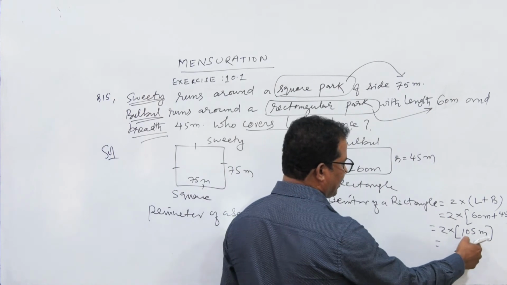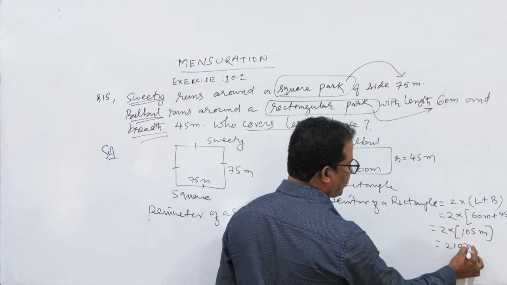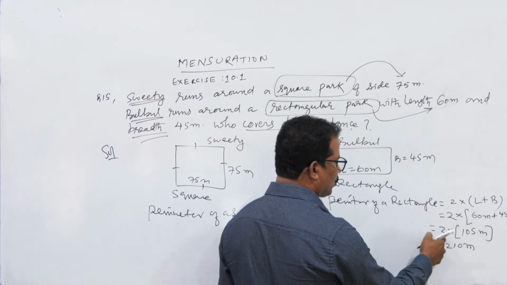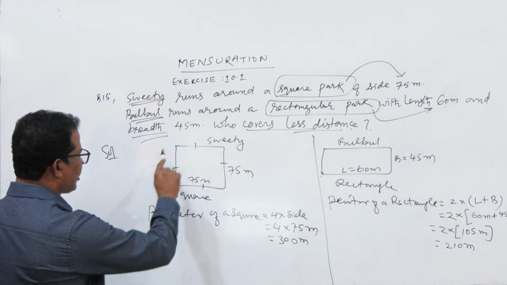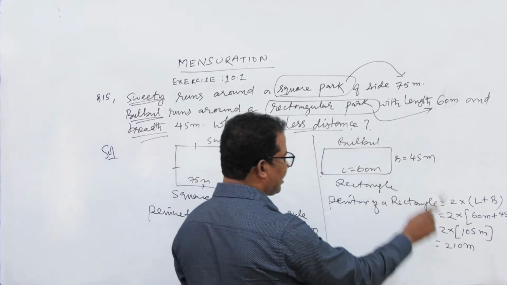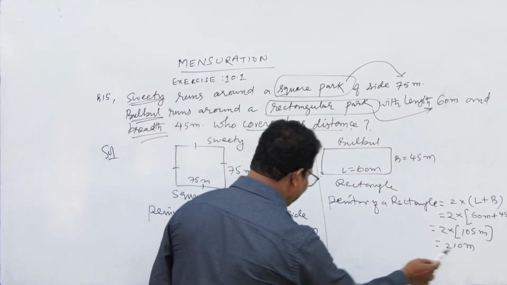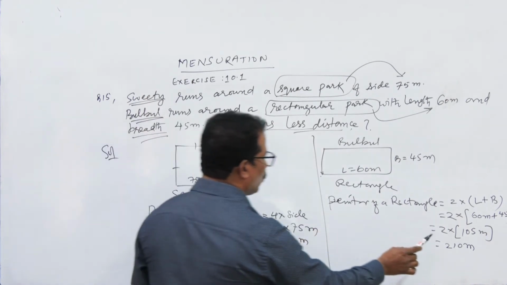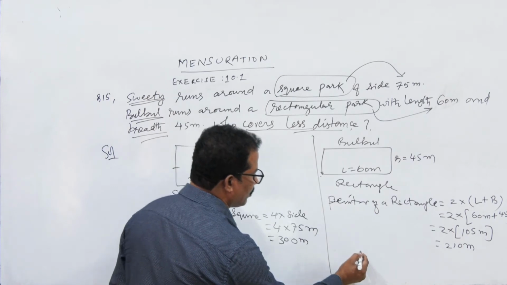This 105 meter is multiplied by 2. This will be equal to how much? 210 meter. If you multiply 105 by 2, you will get 210 meter. Now you can see the total length of this square park is 300 meter and the total length of this rectangular park is 210 meter. That means this is the less distance than this distance. That means who covers less distance? Bulbul covers less distance. Understand all of you?